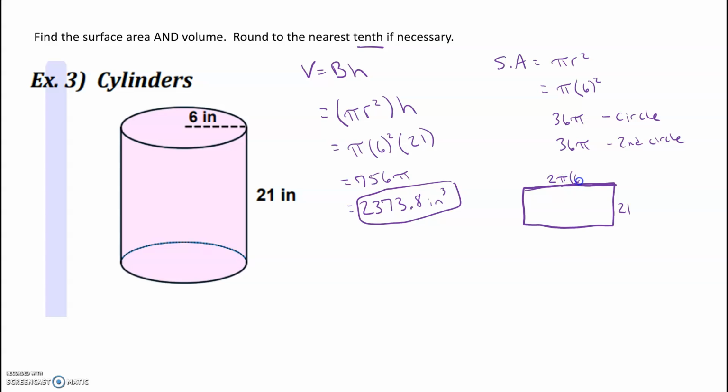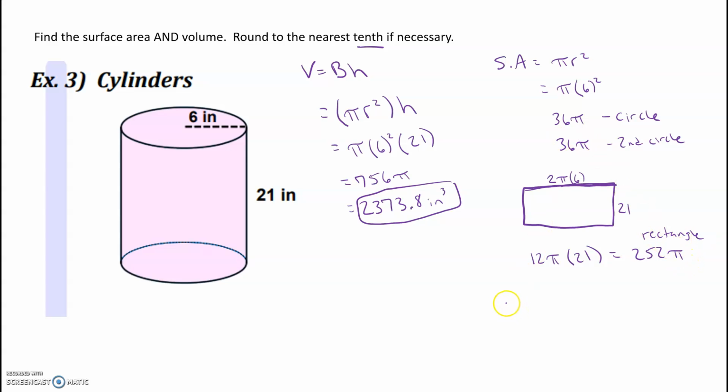Because that's the circumference of the circle. So now to find the area, you would do length times width or base times height. So we have 12 pi times 21. And 12 times 21 gets me 252 pi. And that's the rectangle.